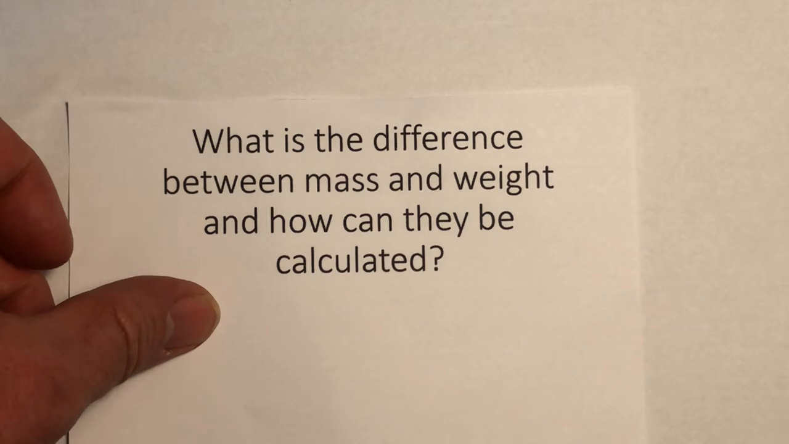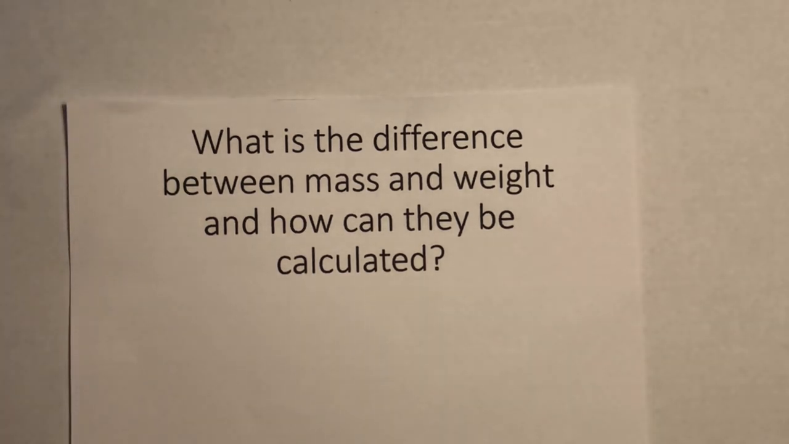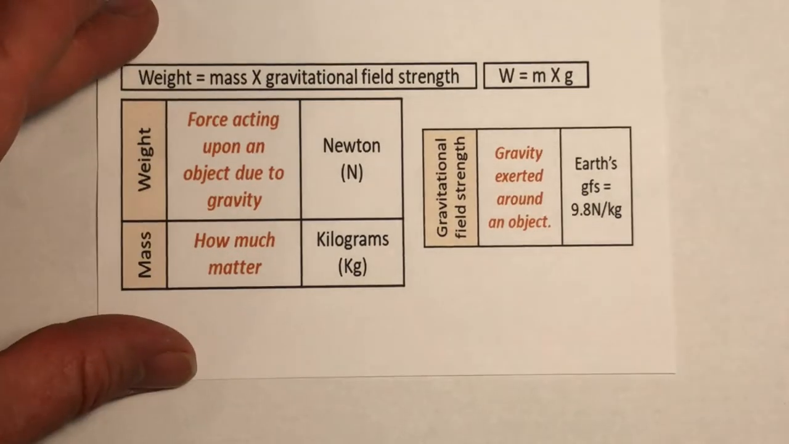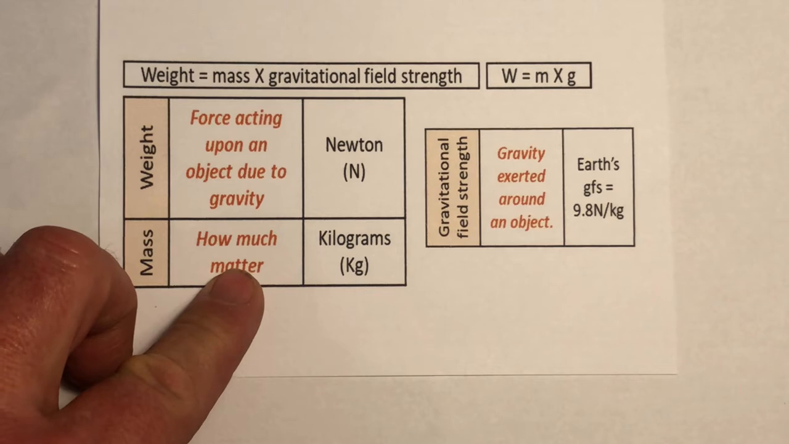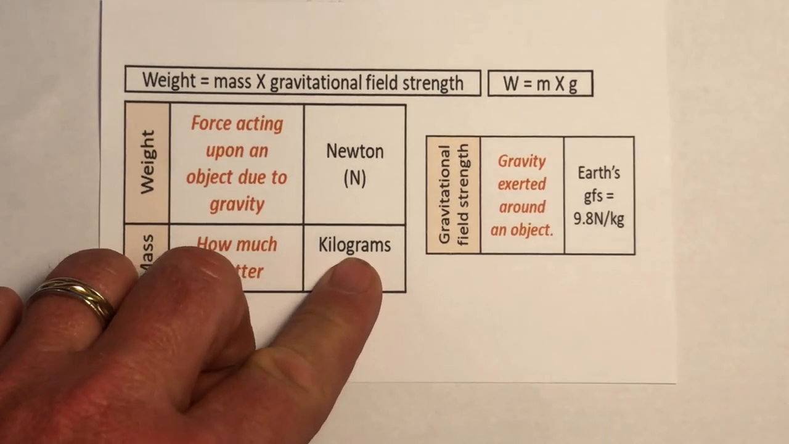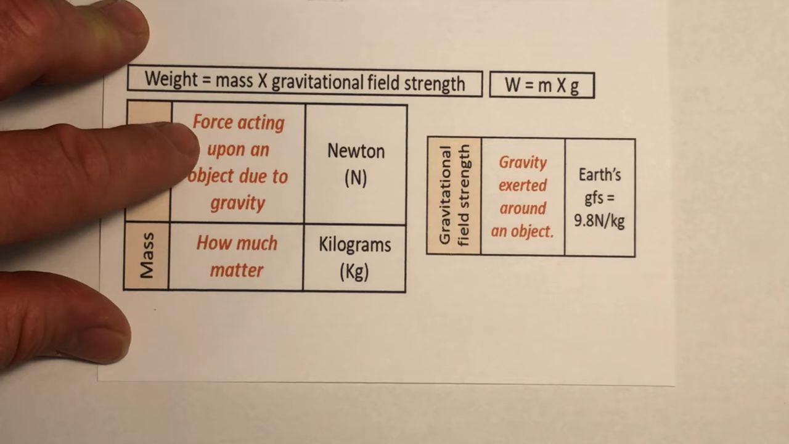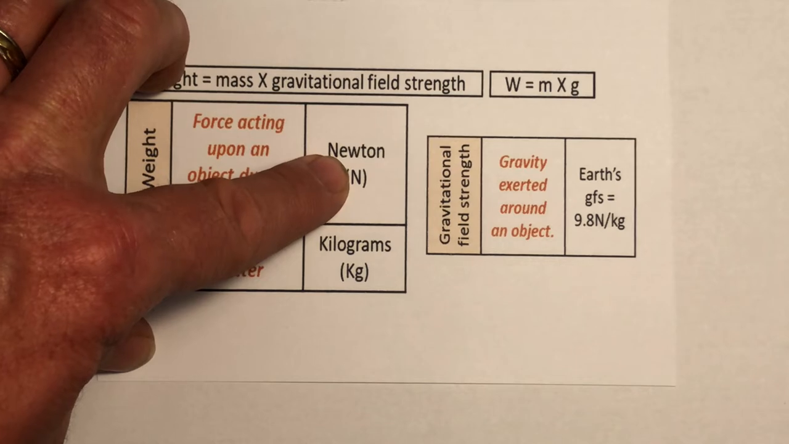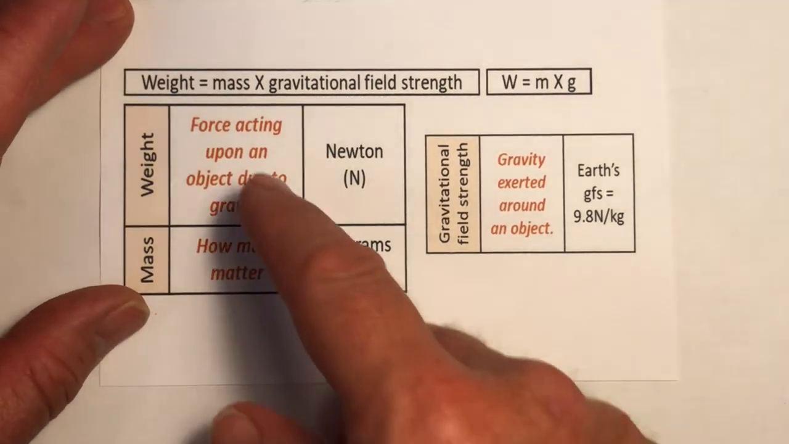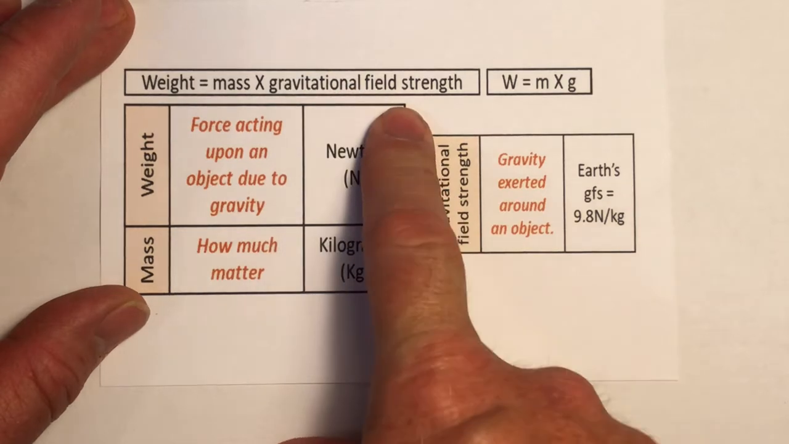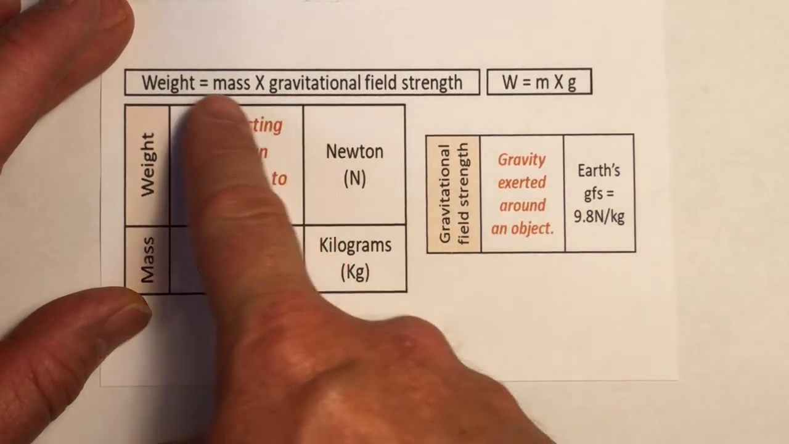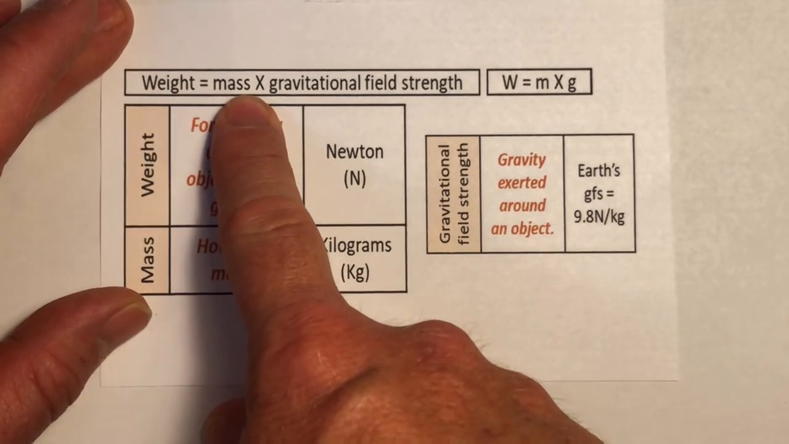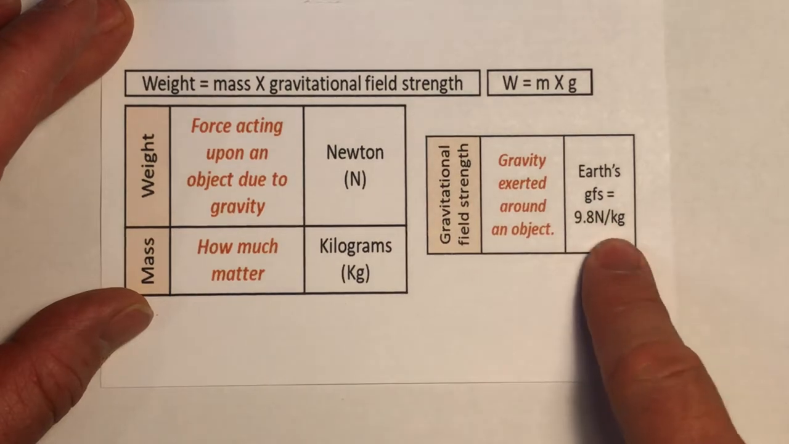The question is, what is the difference between mass and weight, and how can they be calculated? Mass is how much matter an object is made of and is measured in kilograms. Weight is the force acting upon an object due to gravity and is measured in newtons. How can they be calculated? Using the equation weight equals mass times gravitational field strength. Good practice is also to write the units after each bit. Weight in newtons, mass in kilograms, gravitational field strength in newtons per kilogram.